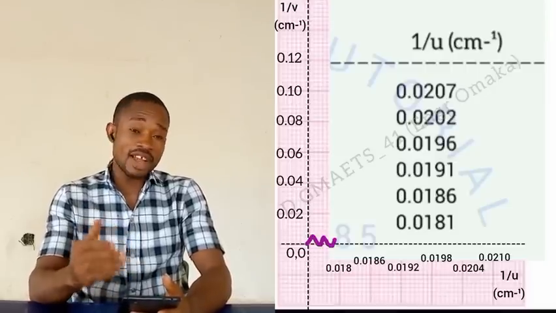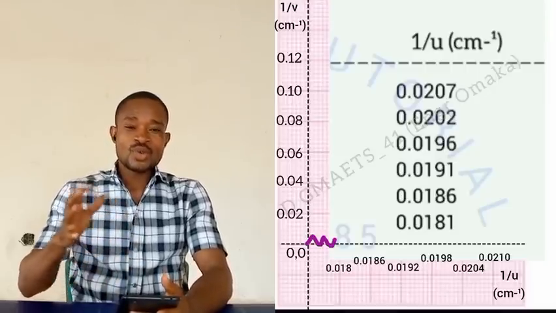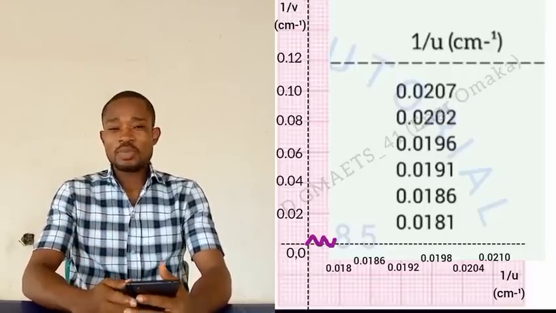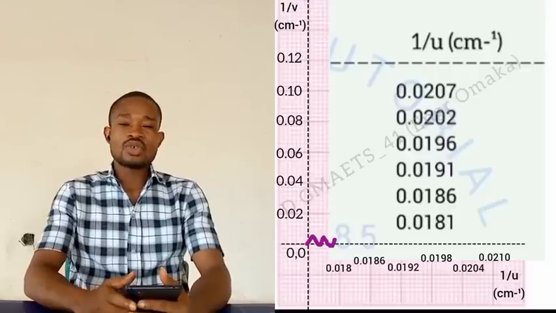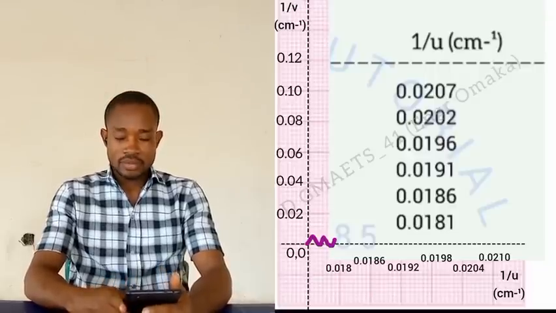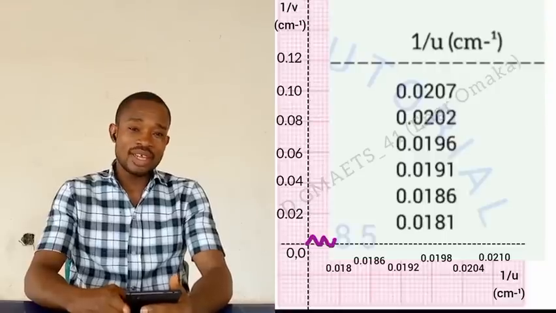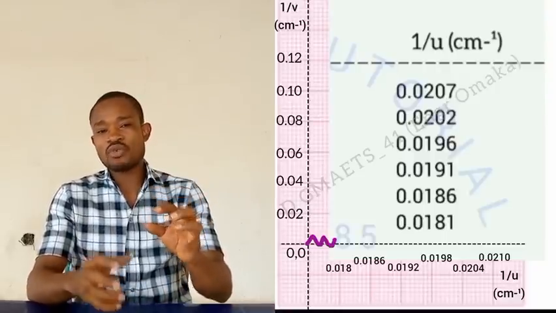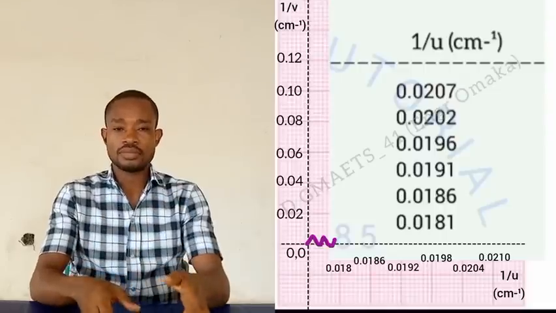So this type of values, when you encounter them, when the values are so close together, it might be advisable that you stretch your graph. In that way, if you plot it on your graph, the points on the graph will not be too close together.